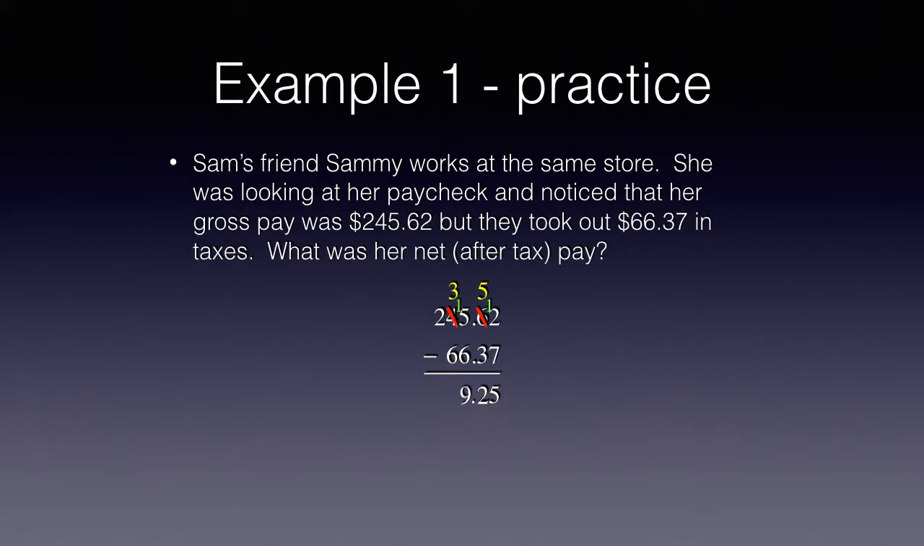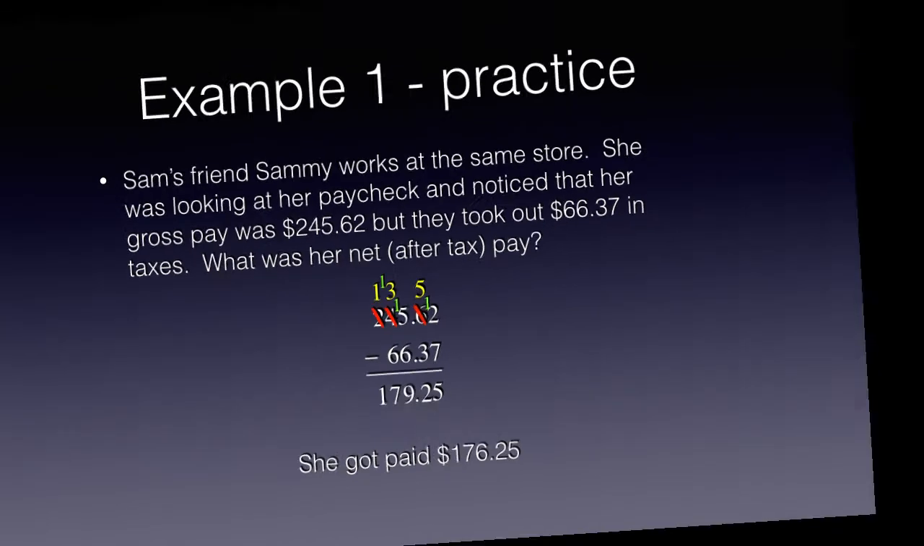3 minus 6 I can't do, so I'm going to have to borrow from the 2. The 2 becomes a 1. The 3 becomes a 13. 13 minus 6 is 7. And the last thing I do, there's nothing left to subtract in the hundreds place, so I just bring down the 1, and we got 176.25. Okay? So that's it. Very straightforward. Work vertically, line up at the decimal point.